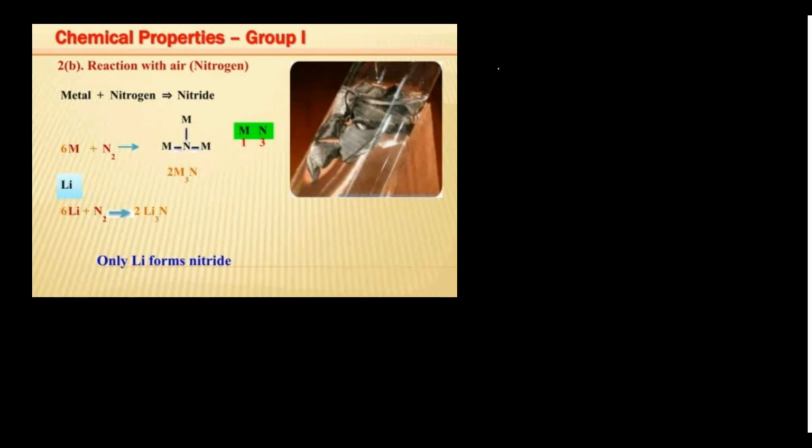So in that case only nitrogen is written here, but along with the nitrogen lithium can also react with the carbon to form carbides. So what I can do, I can write here lithium when it reacts with the nitrogen, okay, it will form nitride, and lithium when it reacts with the carbon it will form carbide. So lithium is the only metal in the group which can react directly with the nitrogen and carbon to form the nitride and the carbide.